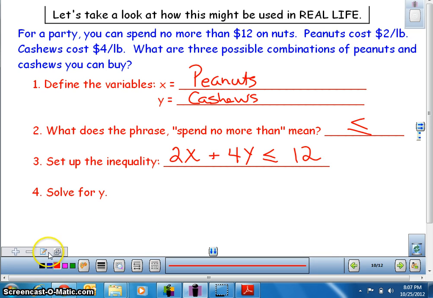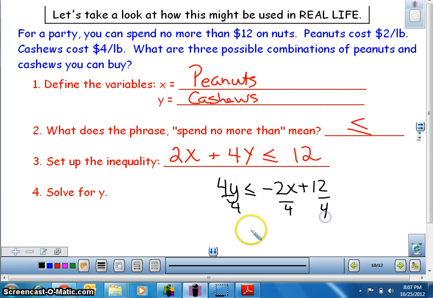Now, could you use standard form and use your x and y intercepts? You could, but a lot of times slope-intercept is a much quicker way to graph. 4y is still less or equal to negative 2x plus 12, and we divide everything by 4, and our new equation is y has to be less or equal to negative 1/2 x plus 3. We're going to graph this.